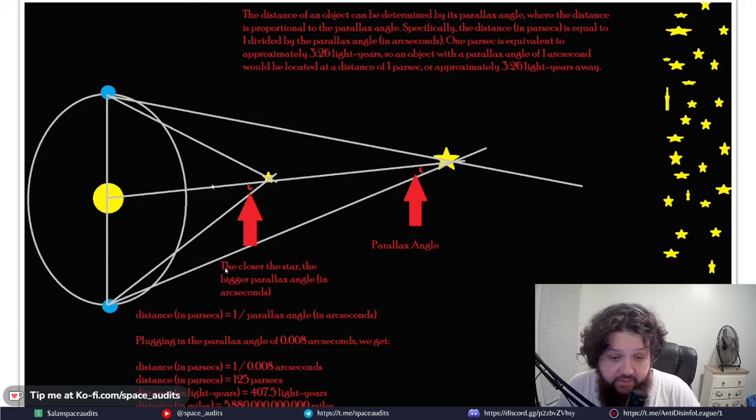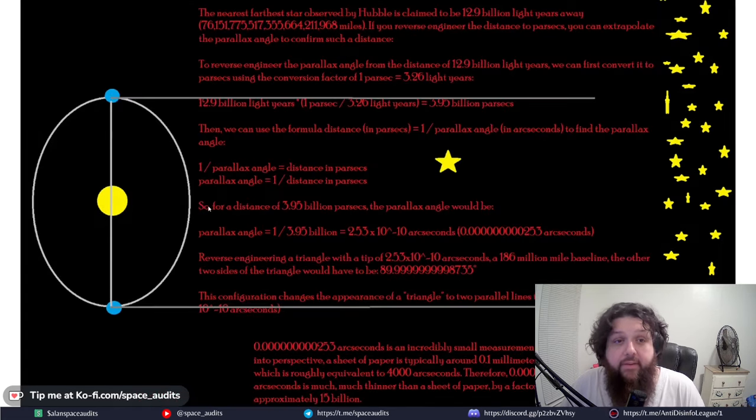So let's see, the bigger star, closer, the distance and parsec angles. This is just showing that same relationship when you plug in actual numbers and distances. So if you were to say something's 125 parsecs, you could get the relationship for the angle, and you could get the distance.